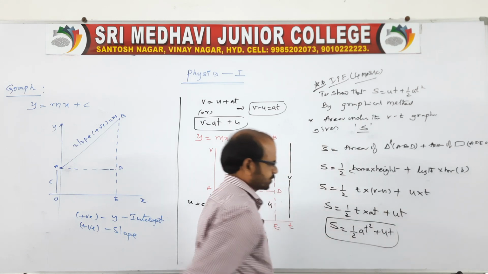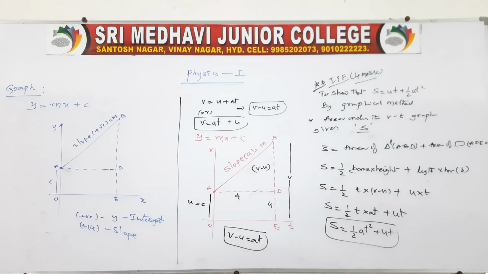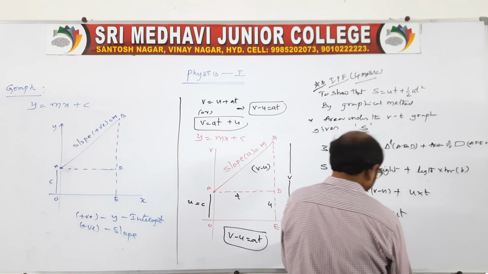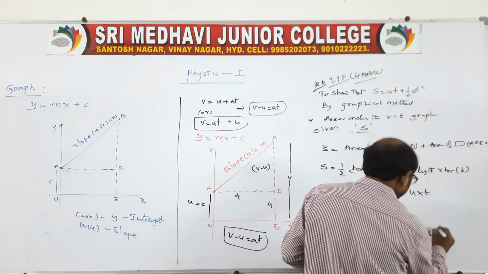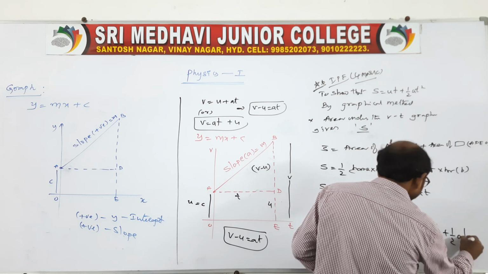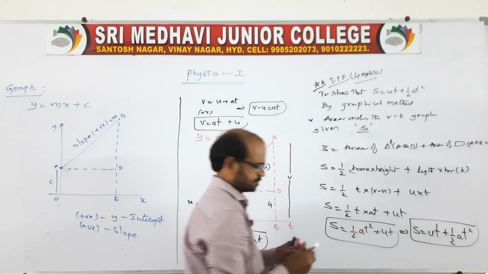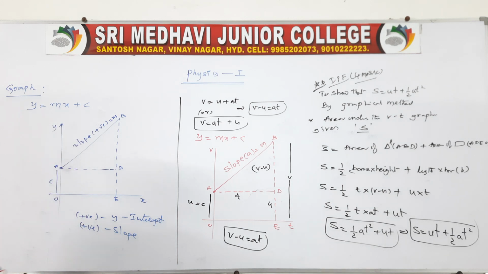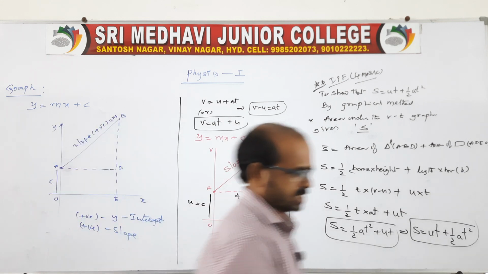Look, our expression is proved. s is equal to half a t square plus ut, or we can say s is equal to ut plus half a t square. This is the final expression. So this is the graphical method, s is equal to ut plus half a t square. Okay, so this is for a 4 marks question on the basis of the y is equal to mx plus c graph. You go through this, it is for 4 marks.